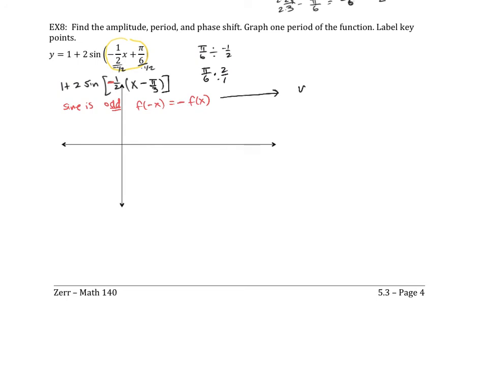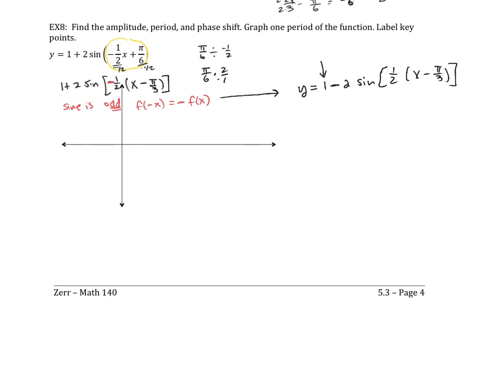This would give us that y is equal to 1 minus 2 sine of 1/2, so instead of the opposite of 1/2, I'm bringing that negative out in front of my function, times x minus pi over 3. So that's by the fact that sine is odd. Excellent. So now I can start analyzing my function.